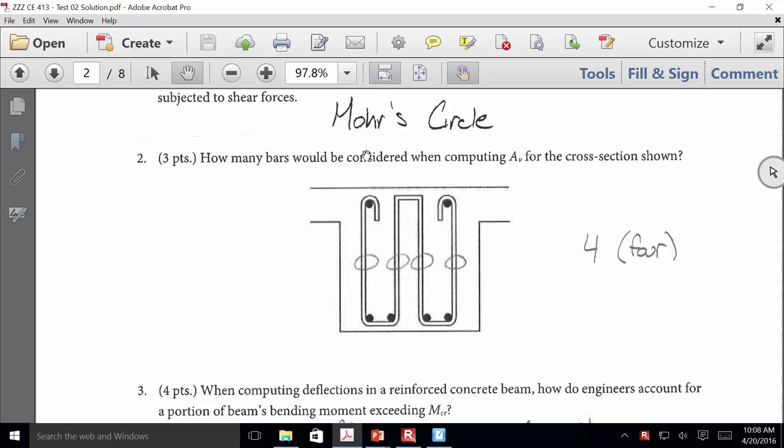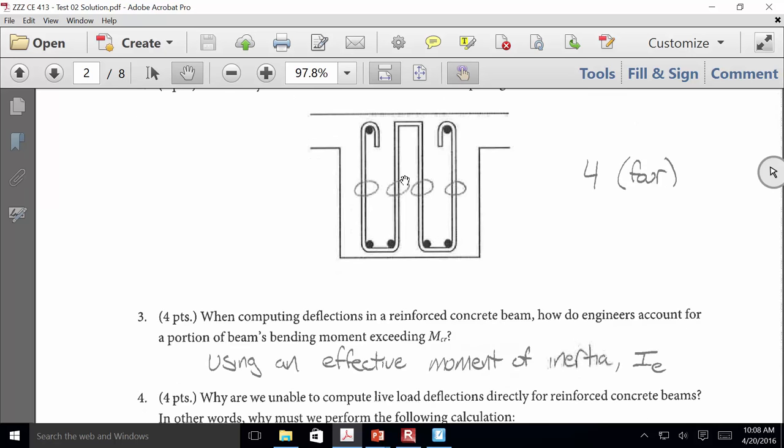All right. Number three, when computing deflections in a reinforced concrete beam, how do engineers account for a portion of the beam's bending moment exceeding the cracking moment? Some of the beam is cracked, some of it isn't. So how do you account for that? You use an effective moment of inertia. That's what I was looking for. If you just put Ie, you got it correct.